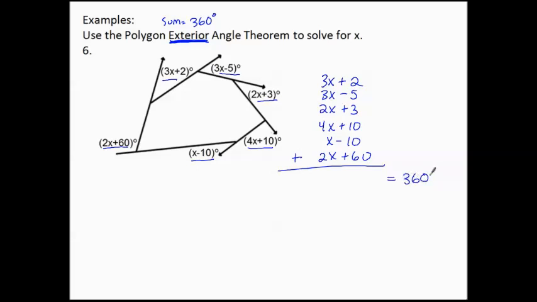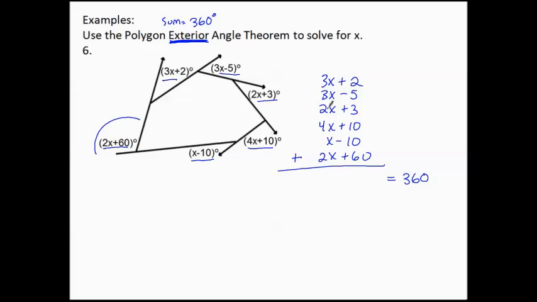Now, what if the directions didn't say, use the polygon exterior angle theorem? I still know that I'm supposed to add them to make 360 because these are exterior angles. They're outside of the polygon, outside. Let's combine our like terms.